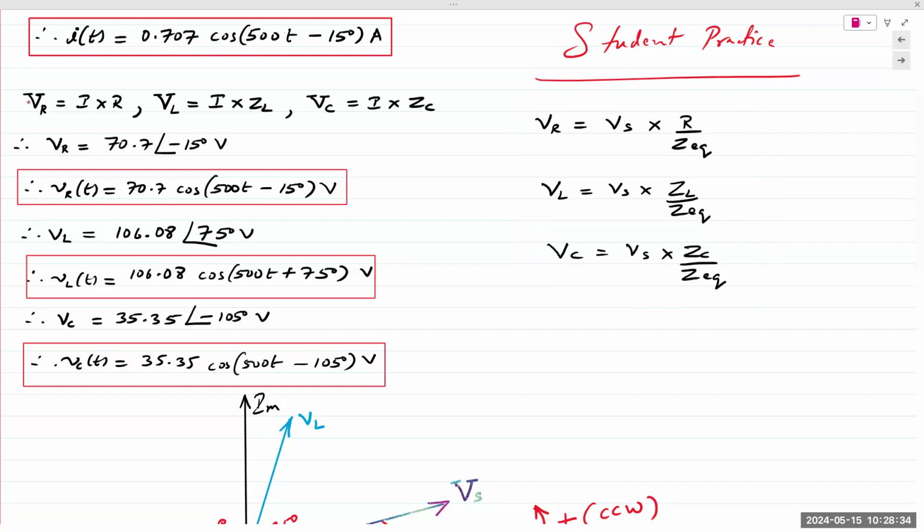It's a series circuit. When you apply voltage to a series connection of resistors, a fraction of the voltage appears across each resistor. Same principle here. You have an impedance, you have a voltage applied to these impedances. A fraction of that voltage appears across each impedance, and you can calculate it by applying voltage division. You will obtain the exact same answers. It wouldn't change. So VR is simply Vs times R over ZEQ.